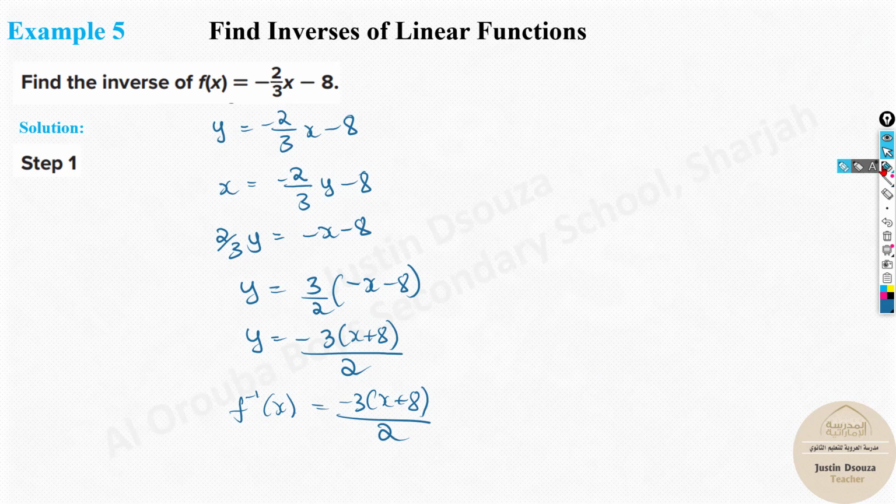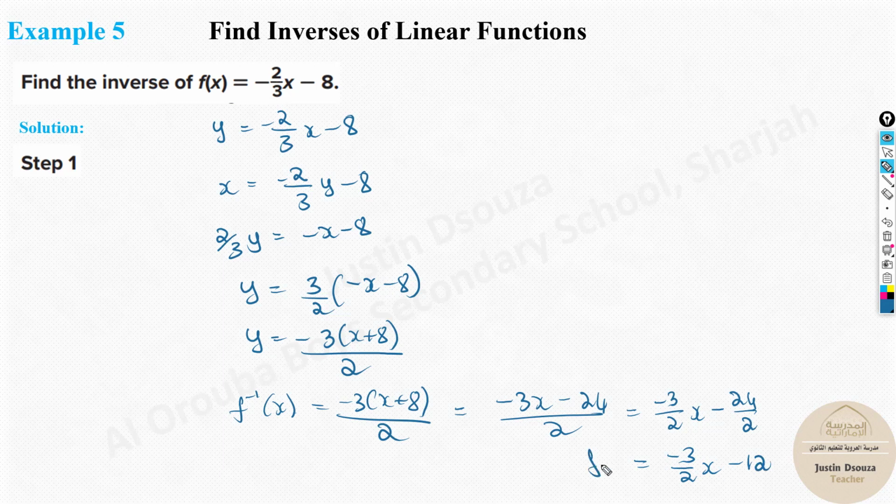It's basically multiplying the minus 3 inside these brackets. Over here you could have simplified, which I should have done, but anyways, now I'll do it. It'll be minus 3x minus 8 times 3 is 24 divided by 2. Now split this 2 to both of them. It'll be minus 3 by 2x minus 24 by 2, which will be 12. So the final answer would be minus 3 by 2x minus 12. That is the f inverse of x.